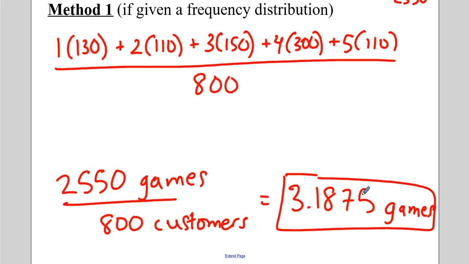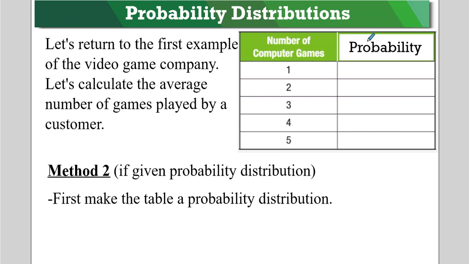It's the average value. It's the middle balancing point when you consider all of the points in total. So 3.1875 is the average number of games. That's how you find the average if you're given a frequency distribution. What if, though, the information is already being converted to a probability distribution? So we're going to convert those into a probability distribution, and then we're going to recalculate it doing the same process. It's the exact same, though, actually.